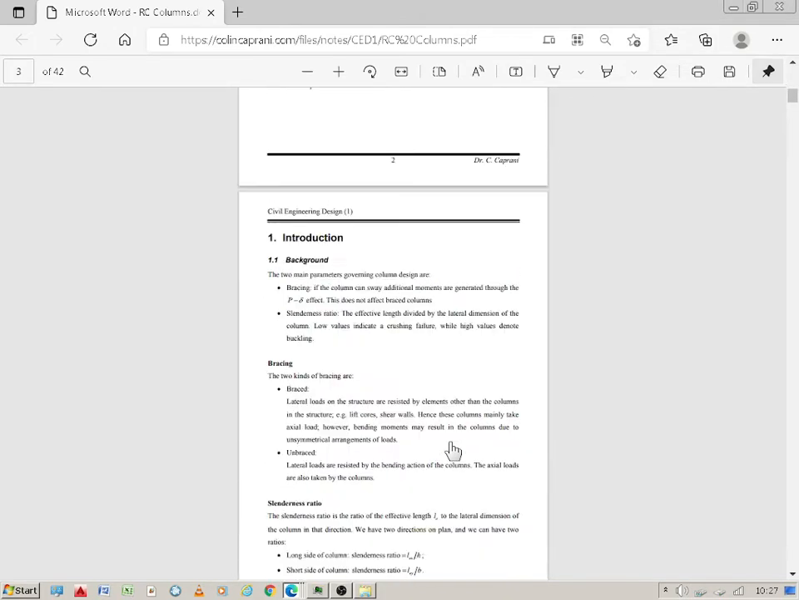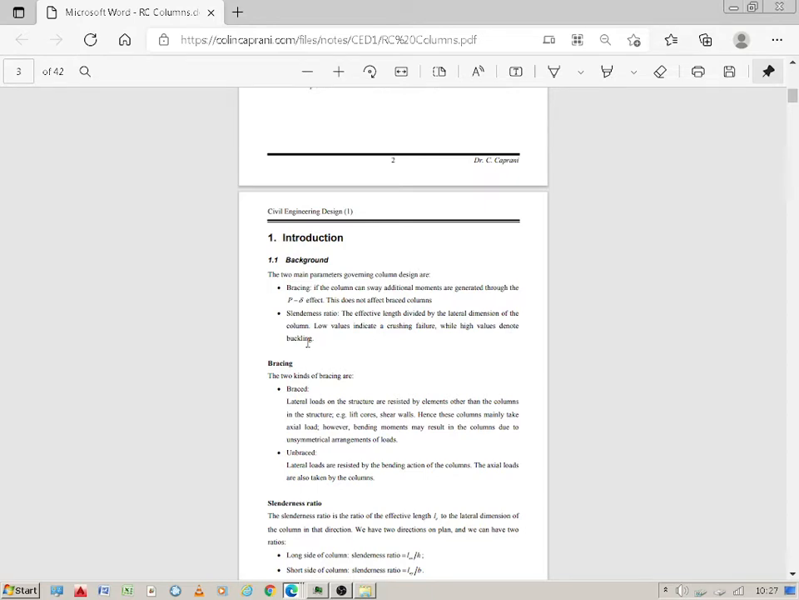So for the design of reinforced concrete columns, introduction, background. The two main parameters governing column design are bracing. If the column can sway, additional moments are generated through the P delta effect. This does not affect braced columns. And the slenderness ratio, which is the effective length divided by the lateral dimensions of the column. Low values indicate a crushing failure, while high values denote buckling.